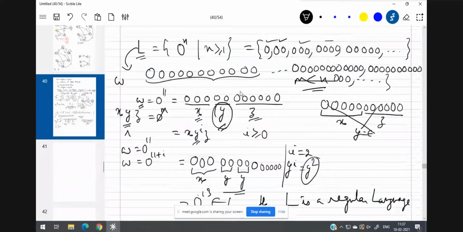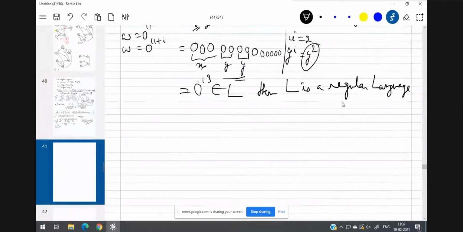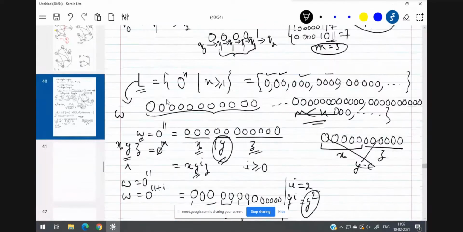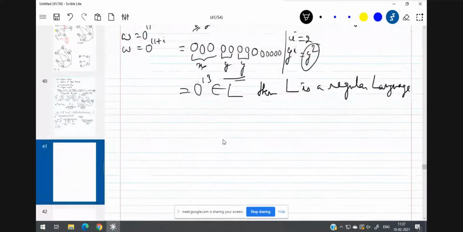Now let me take another one. This is for L as a regular language. I've considered one simple example. Okay, I haven't written any statement officially. Let me explain another one. Now see here. Let me take another example.